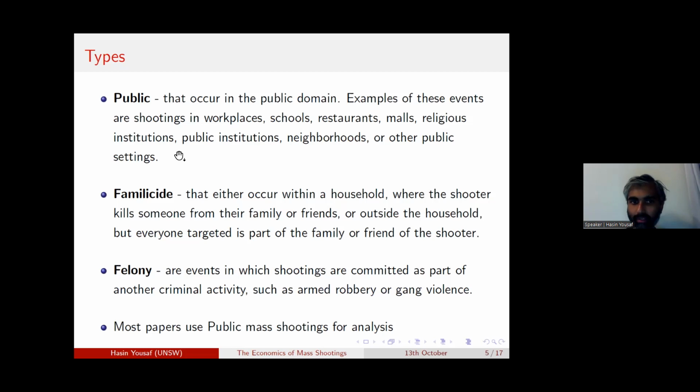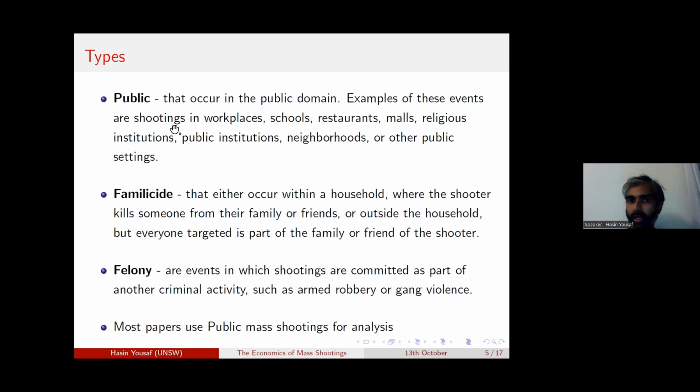And so that was a timely question, because here we see the different types of mass shootings that are defined by these sources. The events that you mentioned would most likely fall in public, while in some cases they will fall in felony. So let me go over them and then we'll talk. Most of the mass shootings are public mass shootings, that is, they occur in the public domain. These are different types of events that occur in workplaces, schools, restaurants, malls, religious institutes, public institutes, neighborhoods, or other settings.